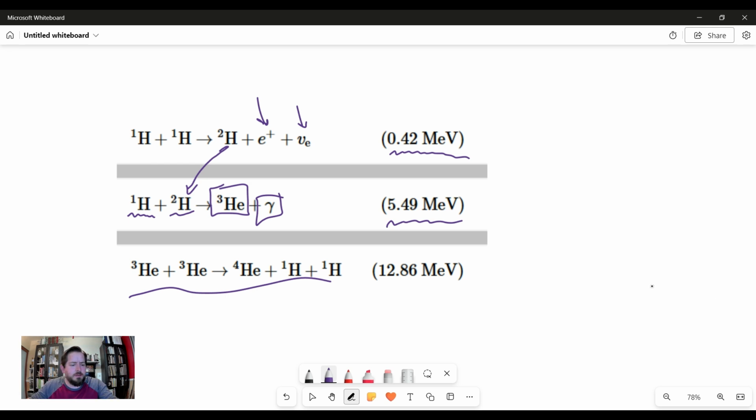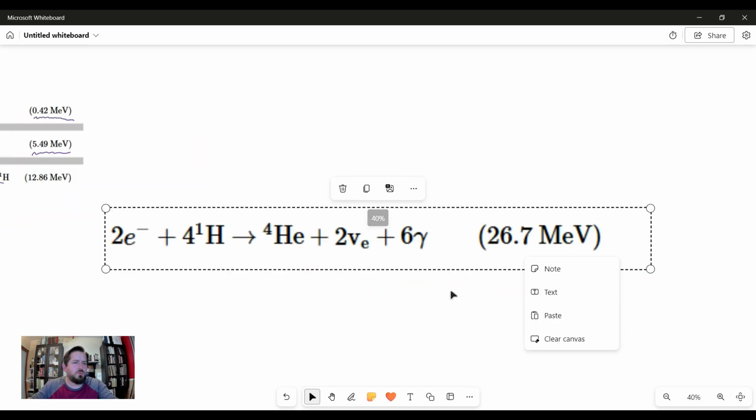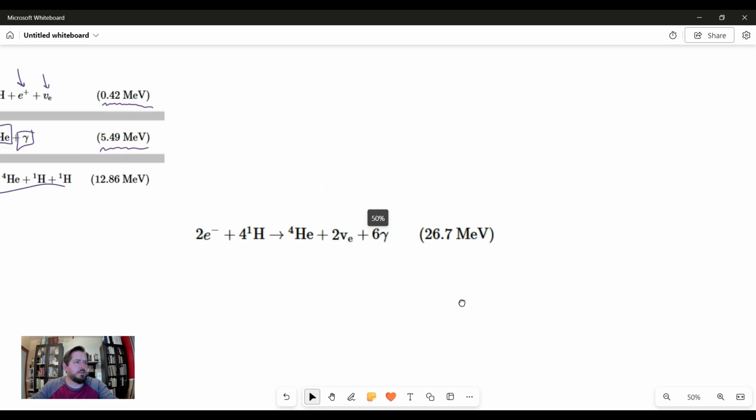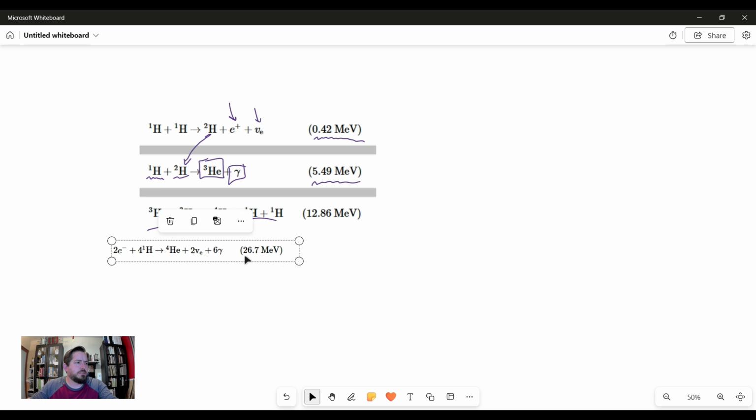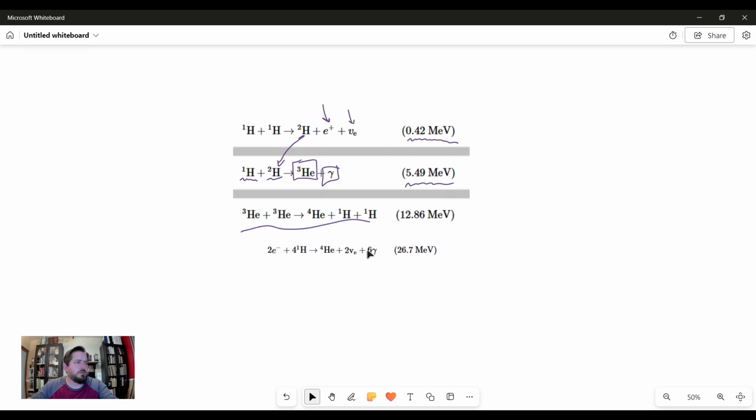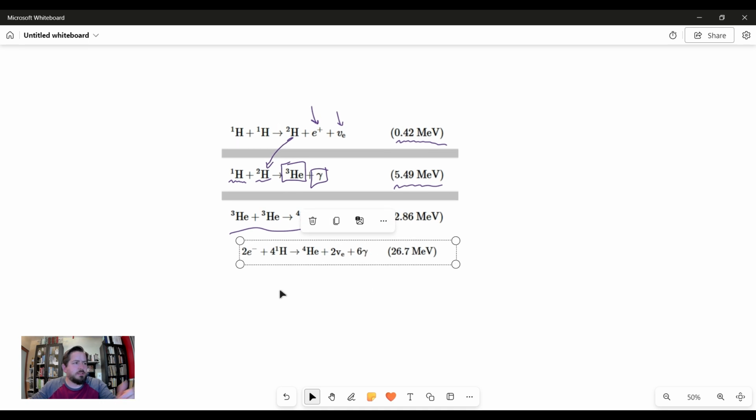This is kind of in the same cycle in the sun. Sorry, every time I copy a picture, it resizes everything, even though I don't want it to. But anyway, we've got this last one. It takes 2 electrons and 4 hydrogens. They create a helium, and then 2 neutrinos and 6 gamma rays. And the total in that last is 26.7 mega electron volts.